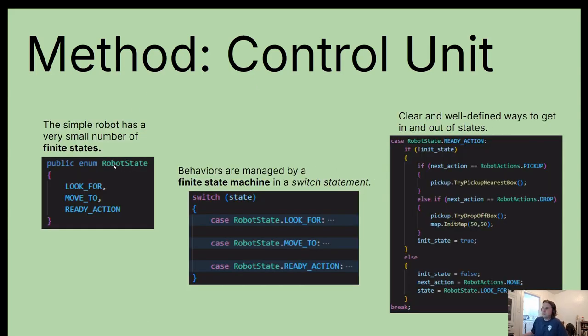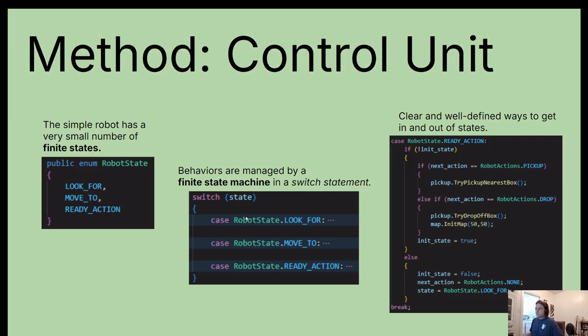So basically, it's pretty simple. This robot just has a small number of finite states: look for, move to, and ready action. Those can be broken up a little bit, but in the code, it's just one state. You can either be looking for a box or looking for a bin based on whether you have a box or not already. Same thing goes with move to and ready action.